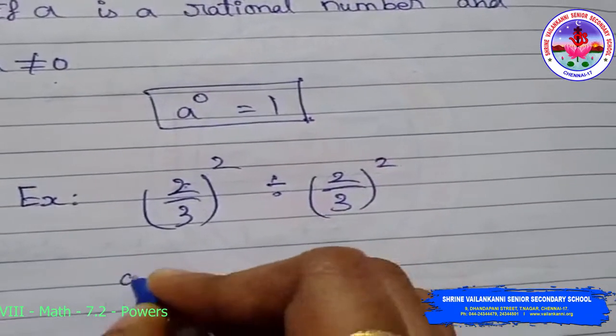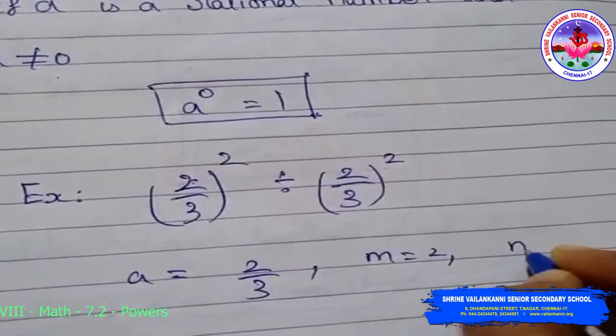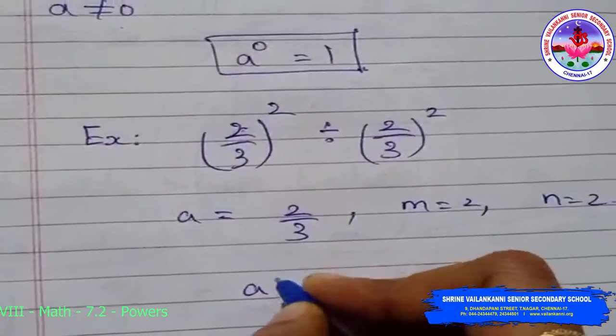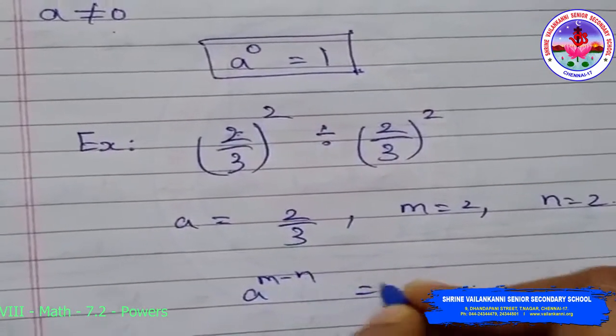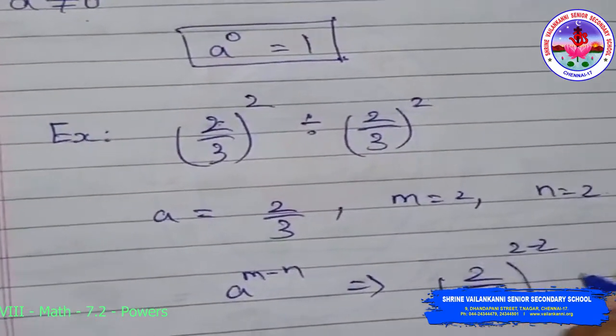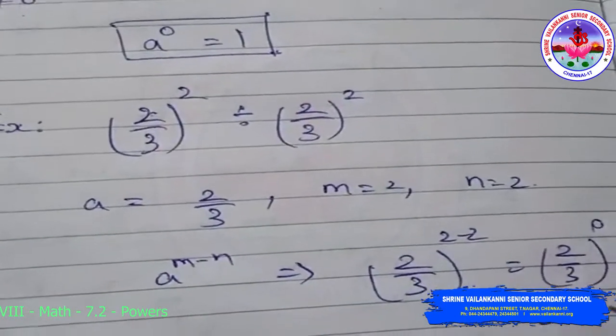Here a value is equal to 2 by 3, m value is equal to 2, n value is equal to 2. Using a power m minus n, so (2 by 3) whole power 2 minus 2 is equal to (2 by 3) whole power 0. Its value is 1.